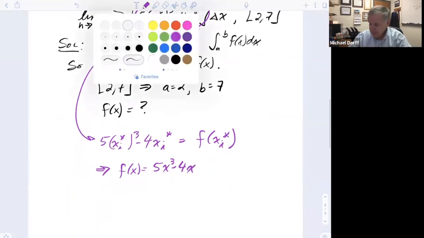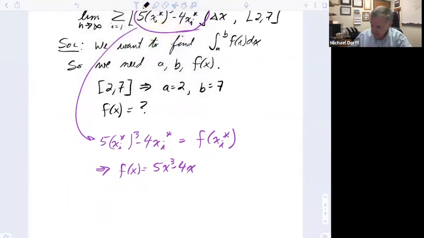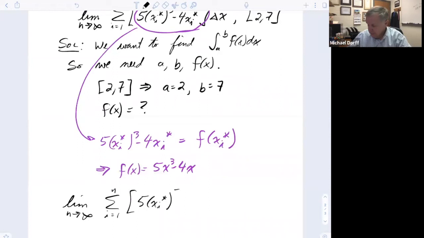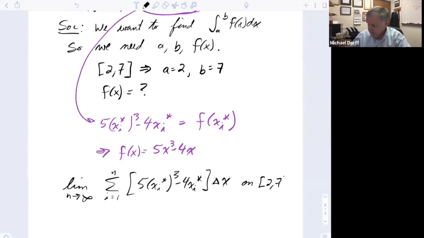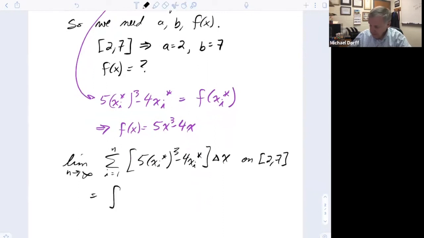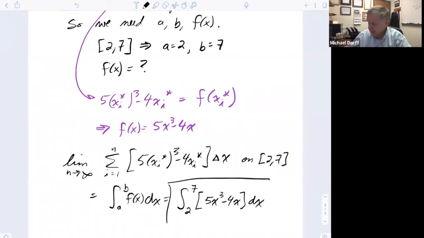And so now I can use all these ideas, put them together, so that my limit, as n goes to infinity, of the sum i equals 1 to n of 5 x of i star cubed minus 4 x of i star delta x on [2, 7] is going to equal the integral from a to b of f of x dx, which is going to equal the integral from 2 to 7 of 5x cubed minus 4x dx. And that's my answer there.